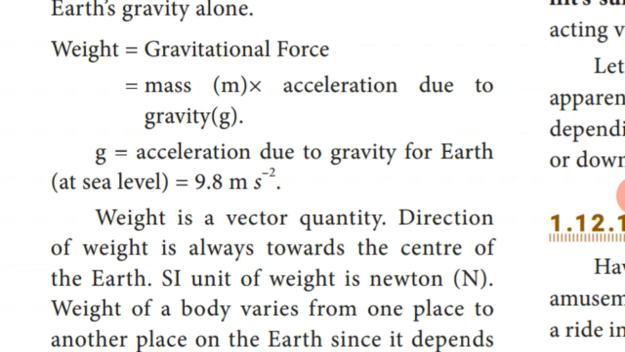For example, a person stands on the surface of earth with a mass m equal to 60 kg. What is the weight of the person on the earth's surface? We know the formula W equal to mg. Substituting m equal to 60 kg and g equal to 9.8 m/s², we get weight of the person W equal to m into g, 588 kg m/s², or W equal to 588 Newton.